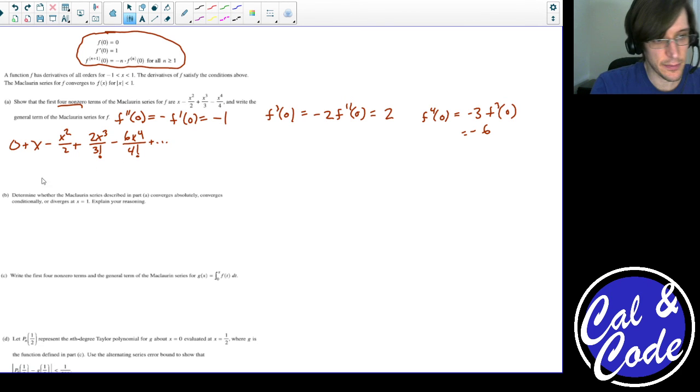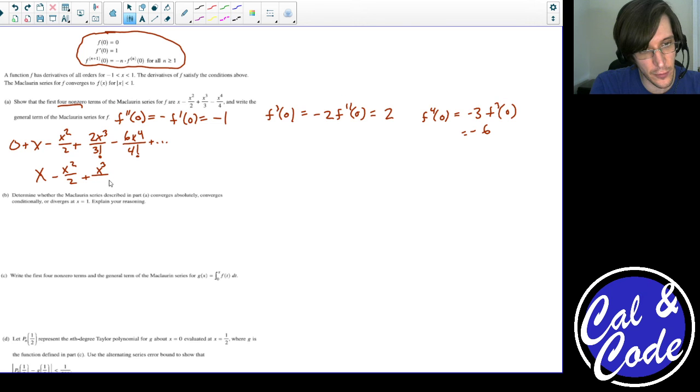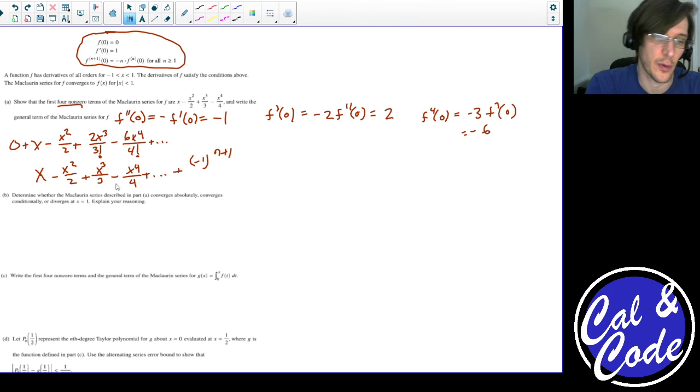And when I start simplifying that out, what I end up with is x minus x squared over 2 plus x cubed over 3 minus x to the fourth over 4. And when I end up with this, I see that this is an alternating series, so negative 1 to the n plus 1 to get the negative in the right spot, x to the n over n. Whatever the power of the x is, that's what I have in the denominator.